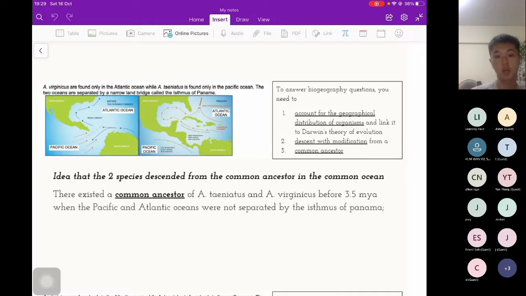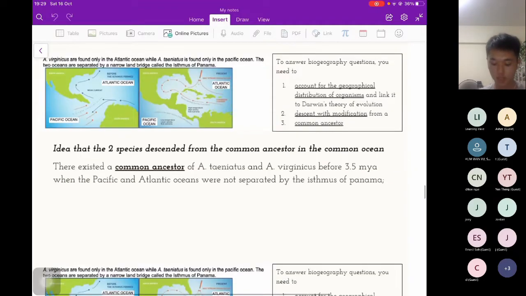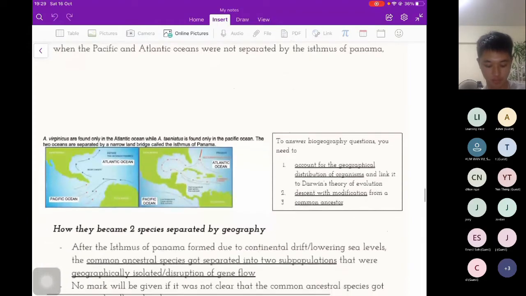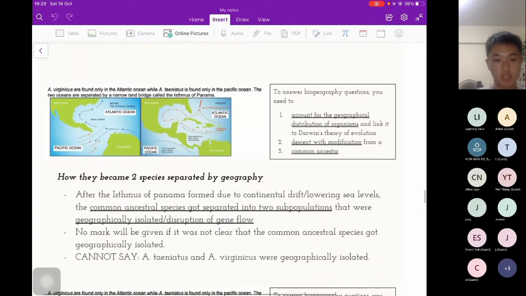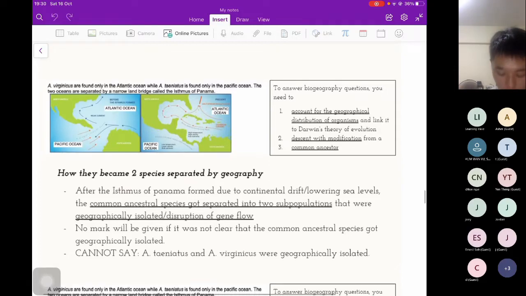So you talk about the common ancestor first, or the ancestral population first. There existed a common ancestor of both of these before they were separated by the Isthmus of Panama. Then, after the Isthmus of Panama formed due to continental drift or lowering sea levels, the common ancestral species got separated into two subpopulations. So once you explain that these two subpopulations came from one common ancestral species, then you talk about your usual steps of speciation, which we listed up above. I will go through that again, right?